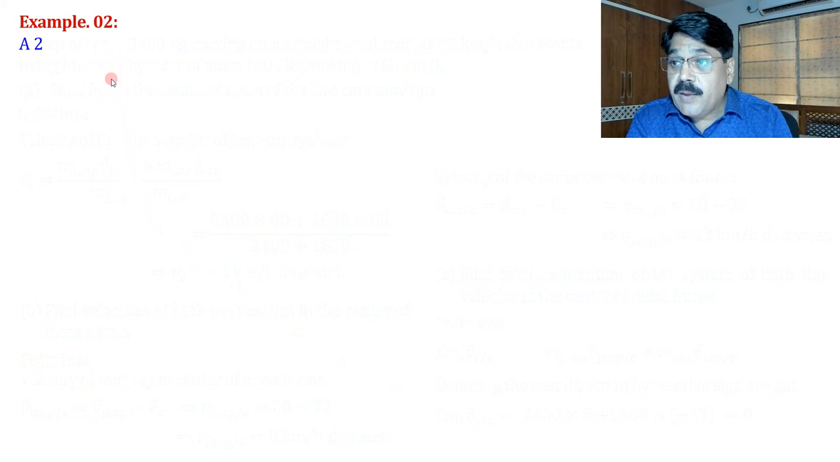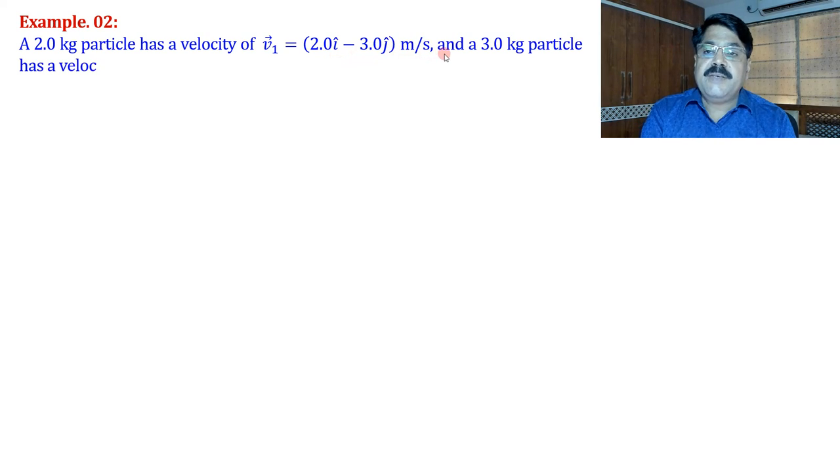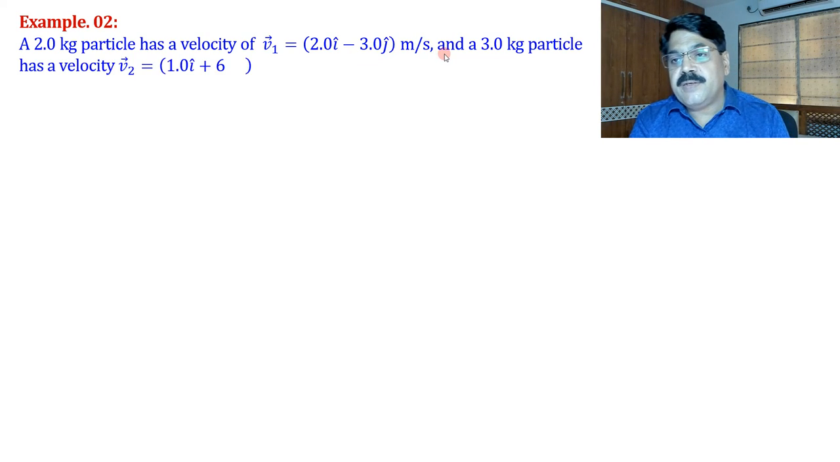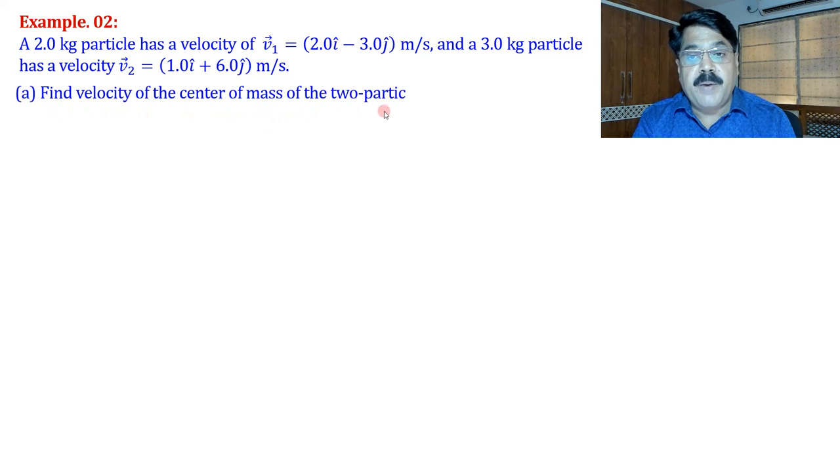Example 2. A 2 kg particle has a velocity v1 vector equal to 2 i cap plus 3 j cap meter per second, and a 3 kg particle has a velocity v2 vector equal to 1 i cap plus 6 j cap meter per second. Part A. Find the velocity of the center of mass of the two-particle system.